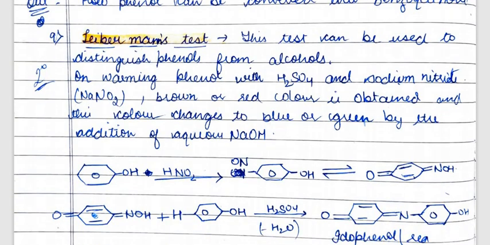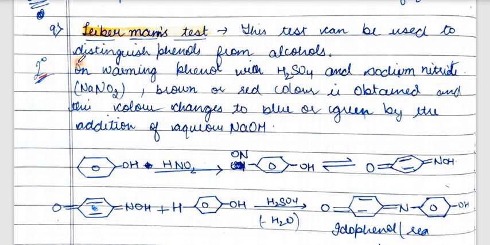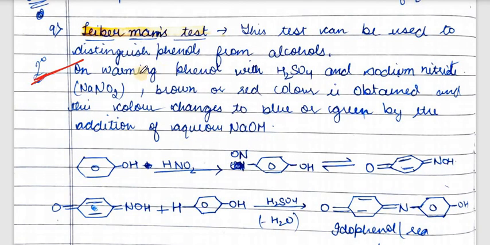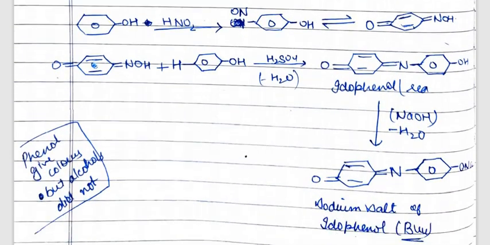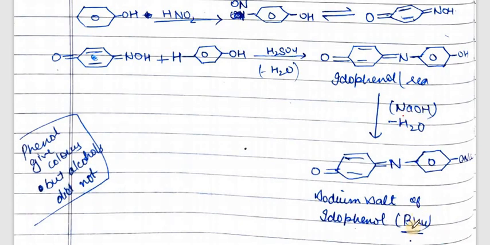Now next comes the Liebermann's test. This can be used as a distinction test for phenols. On warming phenol with sulfuric acid and sodium nitrite, a brown or red color is obtained, and then this color changes to blue or green by the addition of aqueous sodium hydroxide, that is phenol with HNO2 gives this, which is in dynamic equilibrium with this complex, and then this with phenol, in the presence of sulfuric acid, gives this indophenol, and this in alkaline medium gives blue color, that is the sodium salt of indophenol, in which this H of OH is replaced with sodium. So phenol gives this color, but alcohols do not.